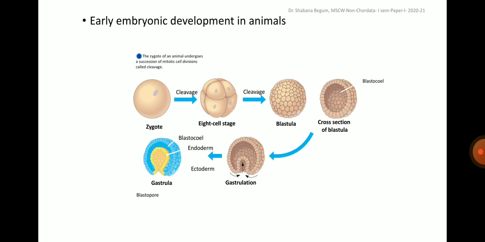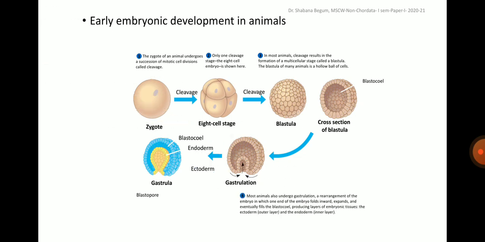So, the formation goes like this. The zygote of an animal undergoes successive mitotic cell divisions called cleavage divisions. Here, the 8-cell embryo is shown in this diagram at the cleavage stage, which leads to the formation of gastrula. So, in most animals, cleavage results in the formation of a multicellular stage called a blastula. The blastula of many animals is a hollow ball of cells.